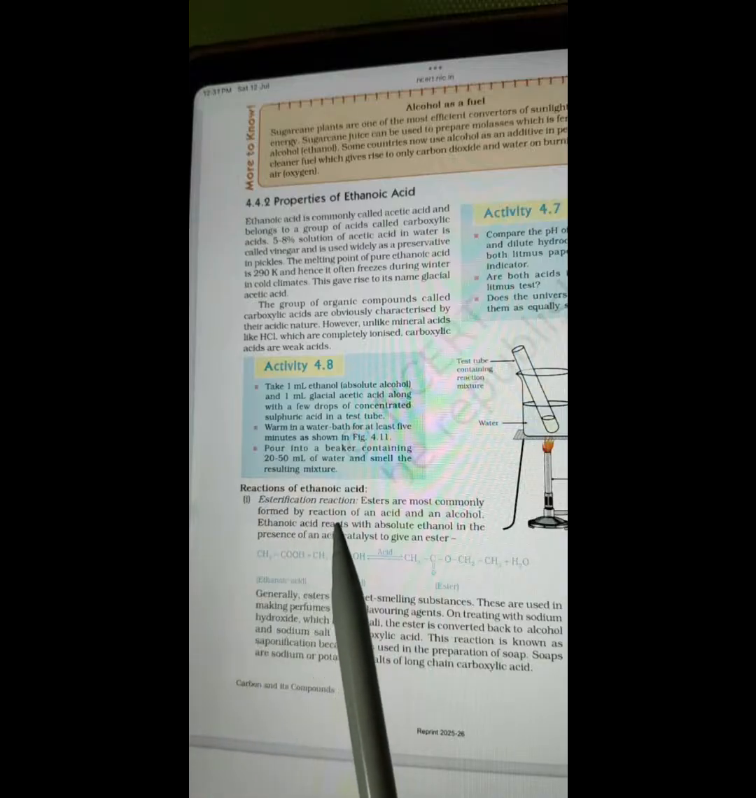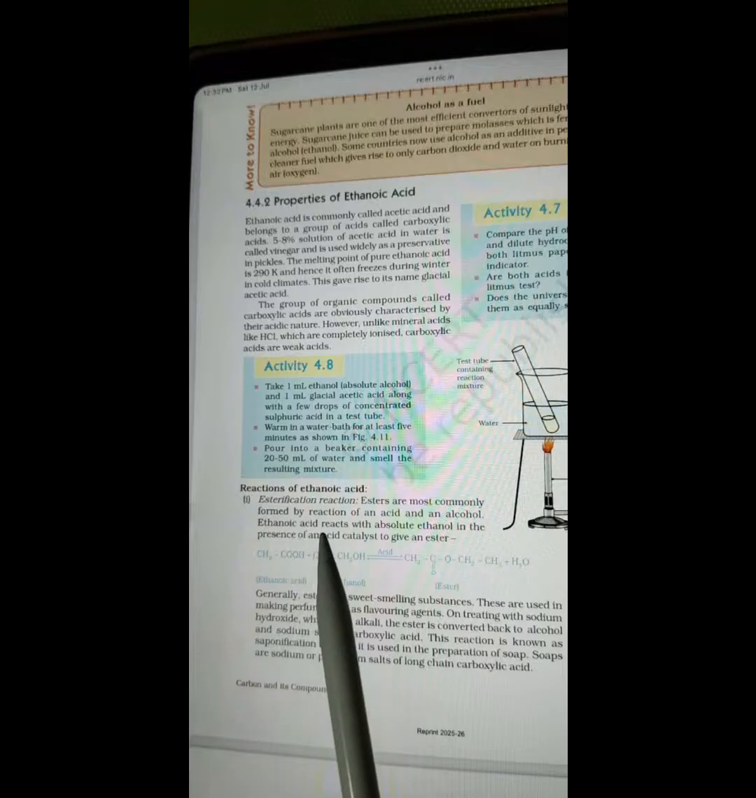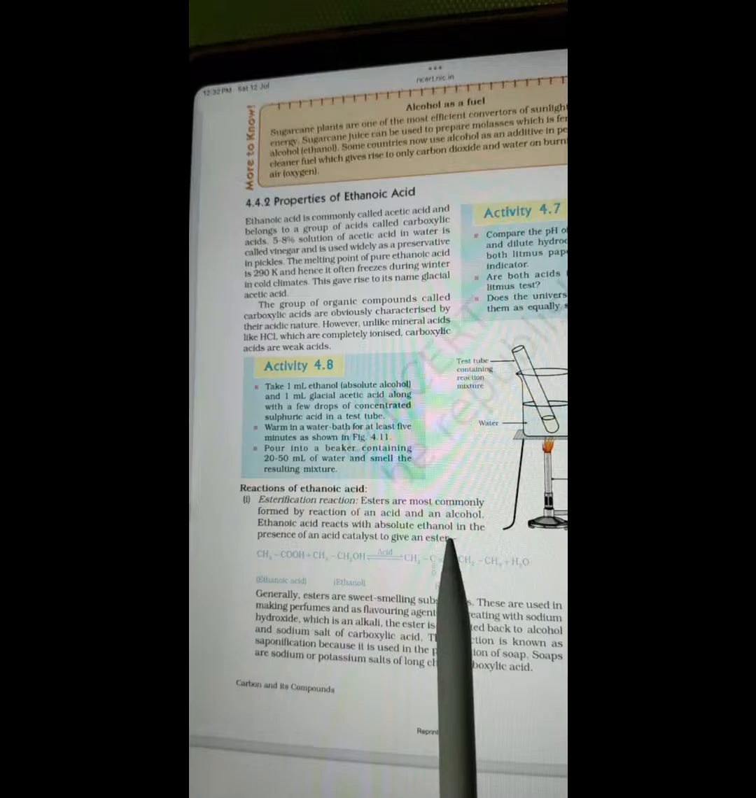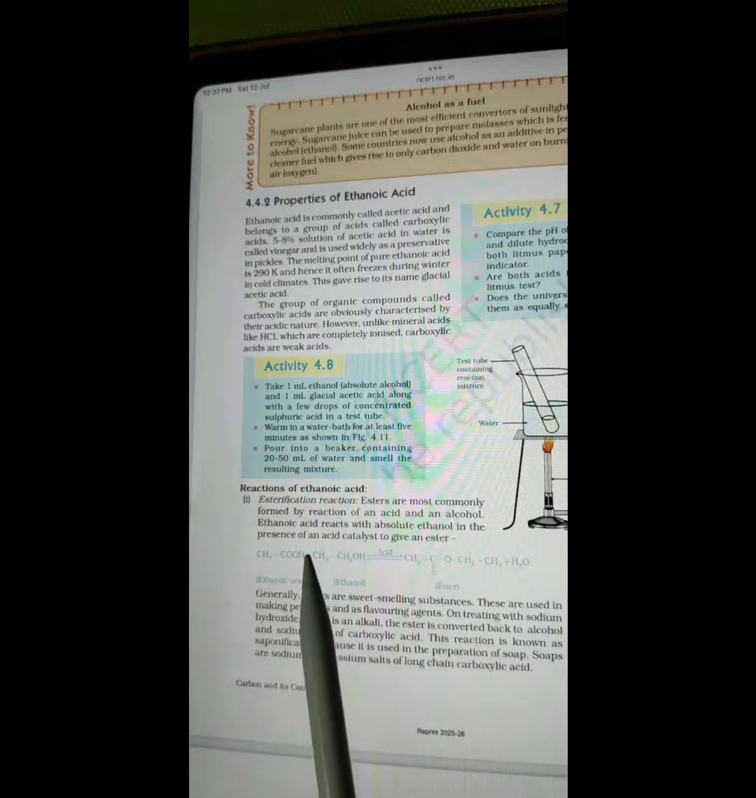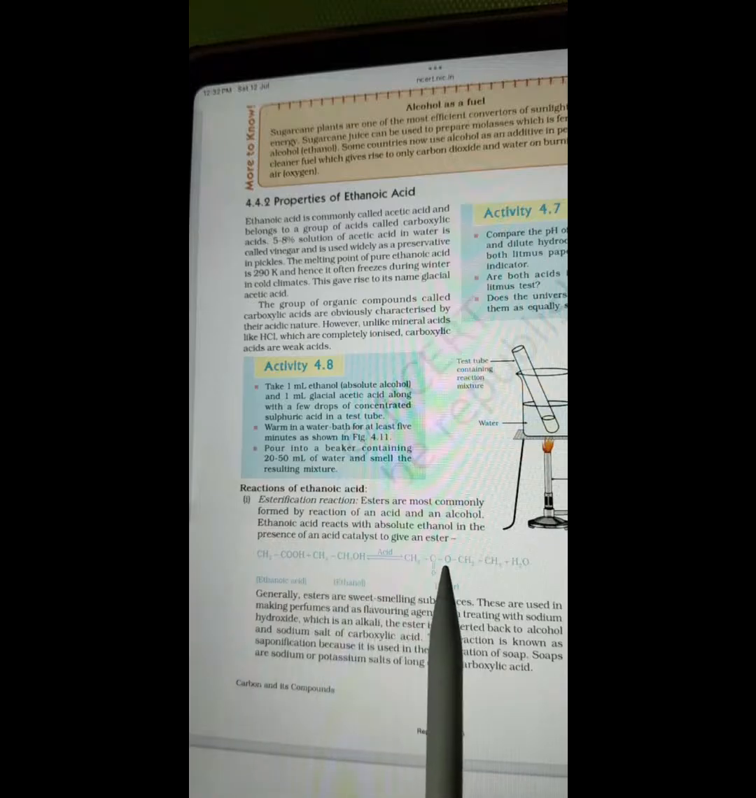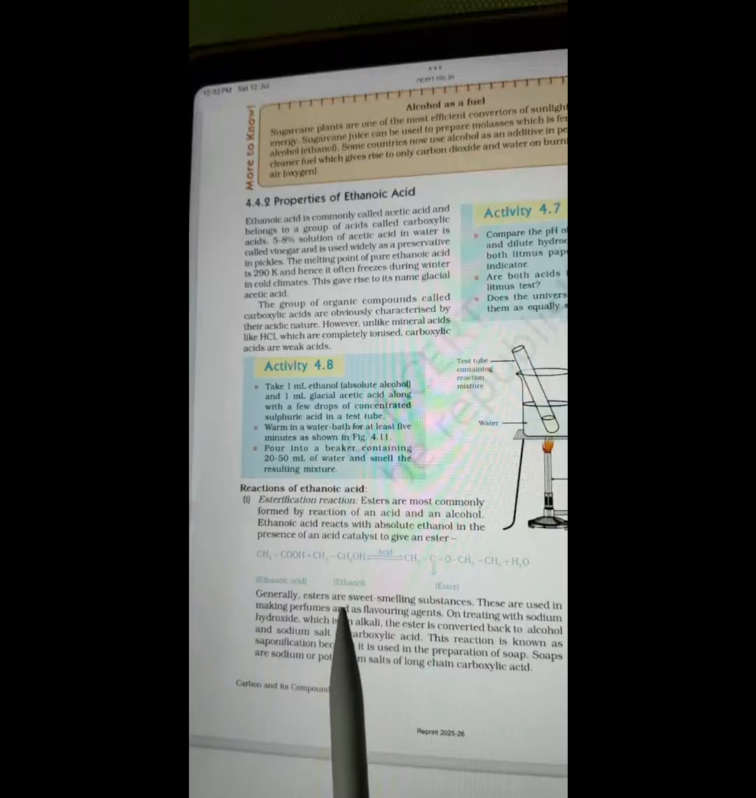Next, reactions of ethanoic acid. First is the esterification reaction. Esters are most commonly formed by the reaction of an acid and an alcohol. Ethanoic acid reacts with absolute ethanol in the presence of an acid catalyst to give an ester. So ethanoic acid, when heated with ethanol in the presence of an acid, forms an ester. You should learn and write this reaction.